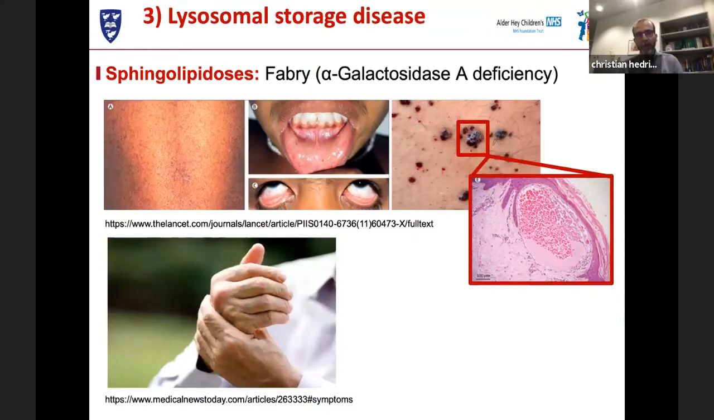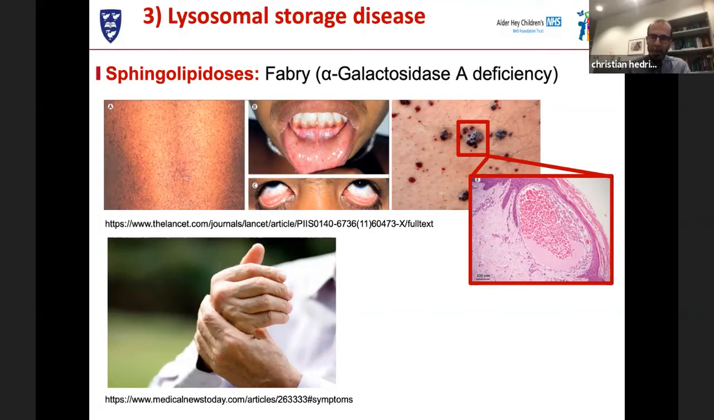There are a number of lysosomal storage diseases that can result in chronic bone or joint pain. One of them is Fabry's disease. Fabry's disease is caused by reduced levels of alpha-galactosidase A, a deficiency.